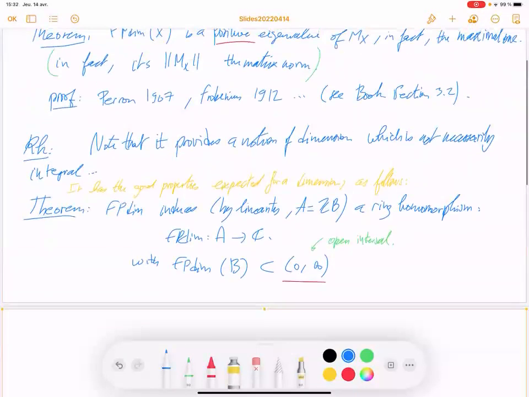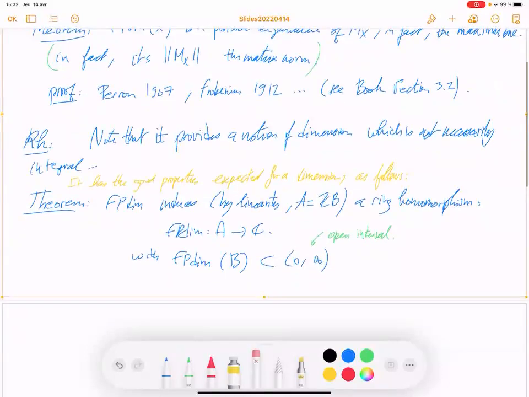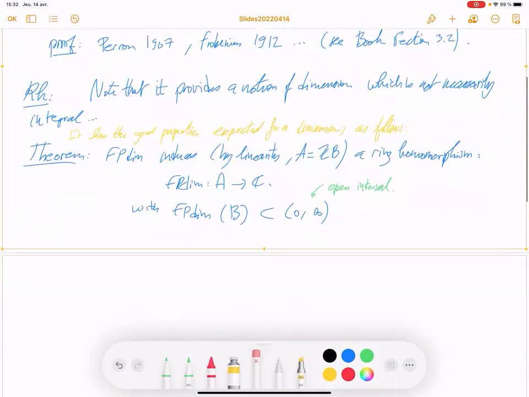So I will erase this line. Okay. So can I put it like that? Okay.